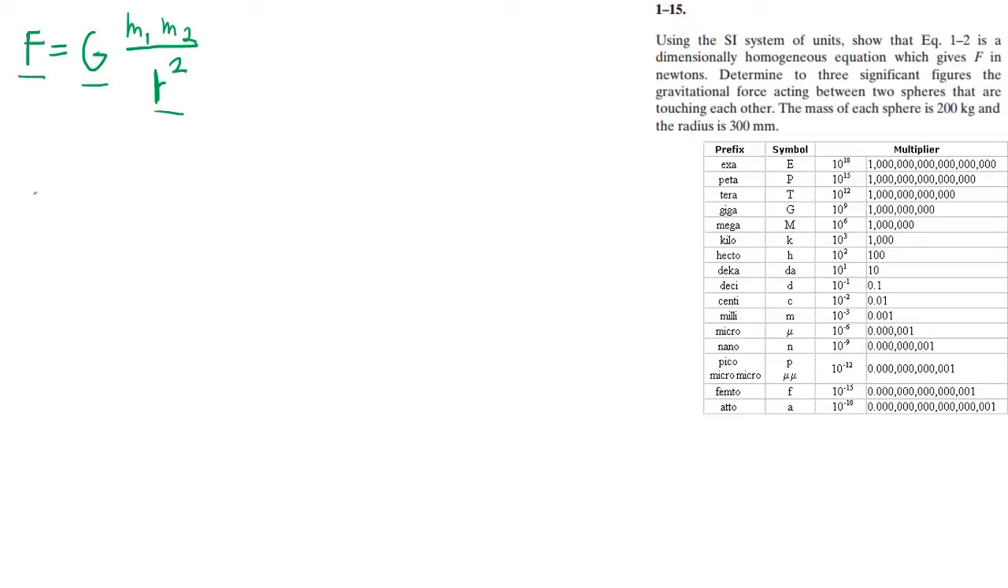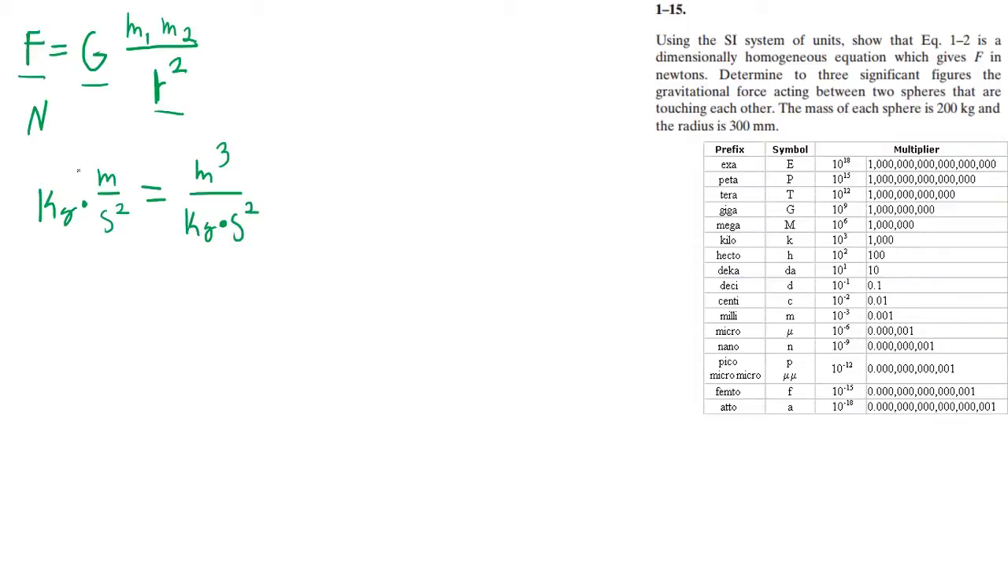So let's break this down. Let's break down a Newton first off. We know this is equal to an N. What is an N equal to? A kilogram multiplied by a meter per second squared. Now that we have that, that will definitely make it visually a lot easier. So the gravitational constant, the units for that are pretty crazy. We have meter cubed over kilograms multiplied by second squared.